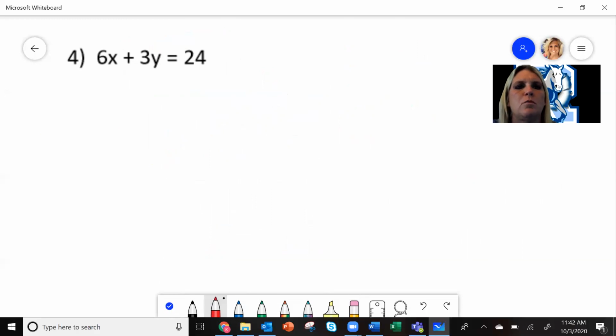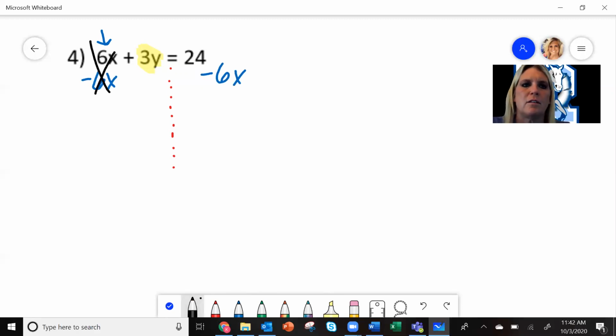What we're going to do at the equal sign, I'm going to draw a dotted line. Remember, I'm trying to get y by itself. Okay, what is being added or subtracted on the same side with the y? Right here, this positive 6x. So I'm going to subtract 6x from each side. So now these cancel out, and I get 3y equals negative 6x plus 24.